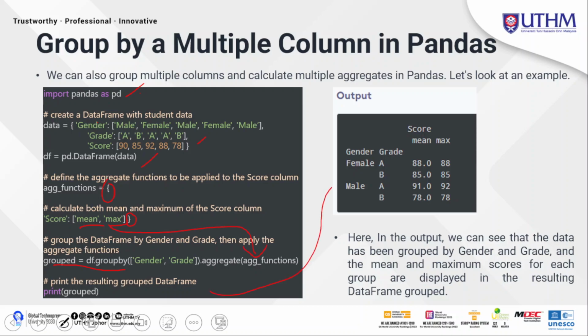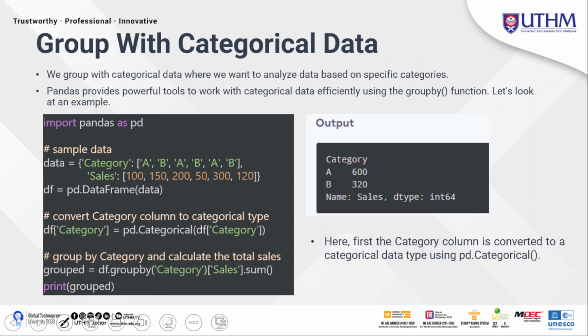So your final output, this one. Gender female, grade A: the maximum mean value is 88 for grade A. Grade B is 85. Maximum value for grade A is 88 and for B is 85, and so on and so forth. So this is how we include multiple columns in pandas.